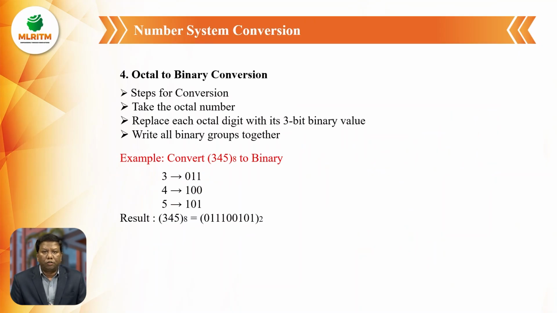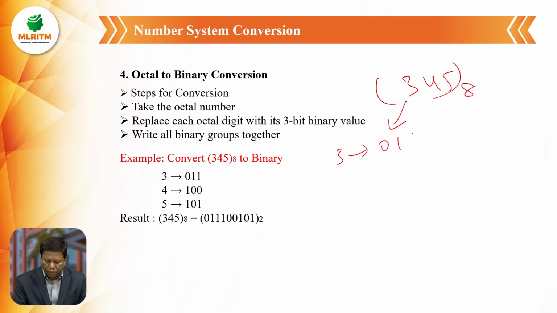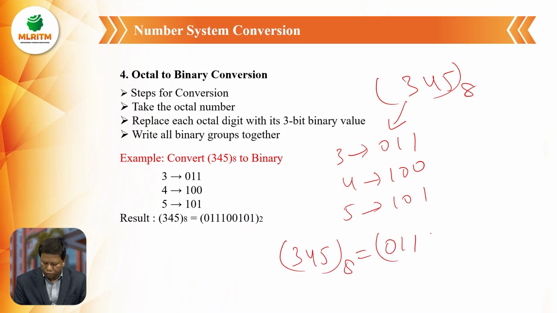Next one, octal to binary conversion. Take the octal number. Replace each octal digit with a 3-bit binary value. Write all binary groups together. Example, 345 to the base 8. Convert 3 into binary 0 1 1, 4 is 1 0 0, 5 is 1 0 1. Then we'll get the final result of 345 to the base 8 as 0 1 1 1 0 0 1 0 1 to the base 2.